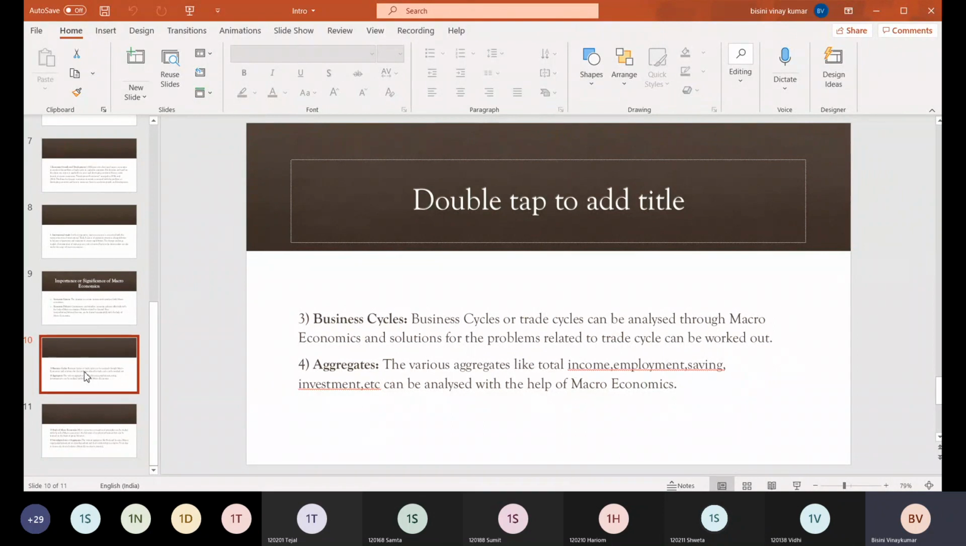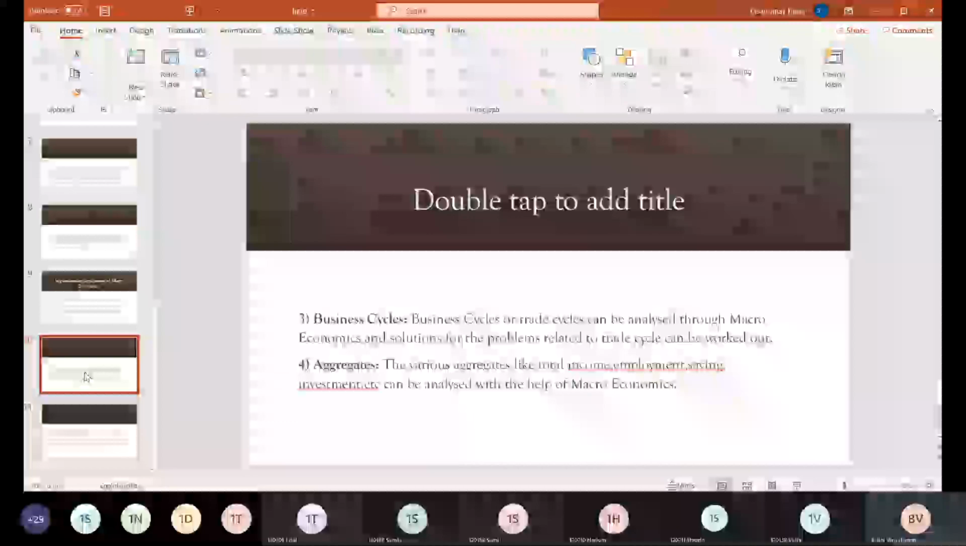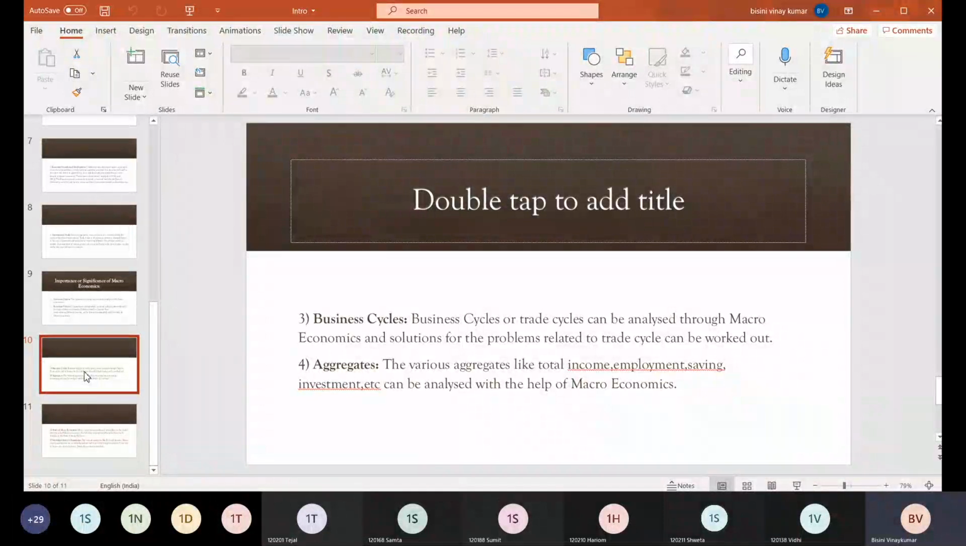Understood? So one of the important and significant features of macroeconomics is that we study various aspects from the aggregate point of view, not from the individual point of view. In microeconomics, all the aspects and combinations were studied from the individual point of view, and in macroeconomics it is studied from the aggregate point of view, whether it is income, employment, saving, or investment.